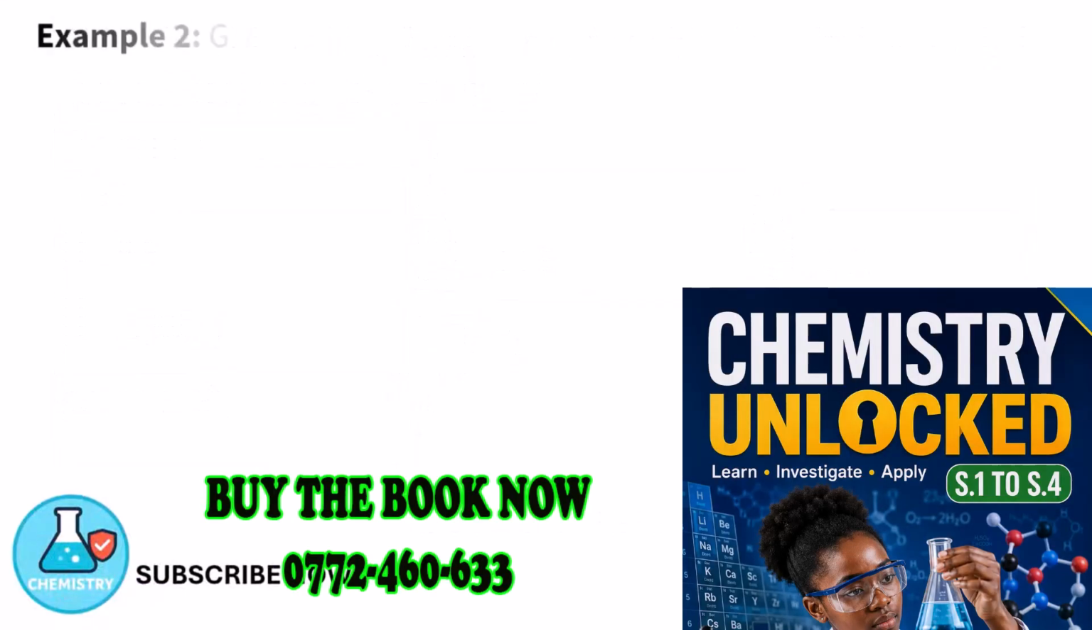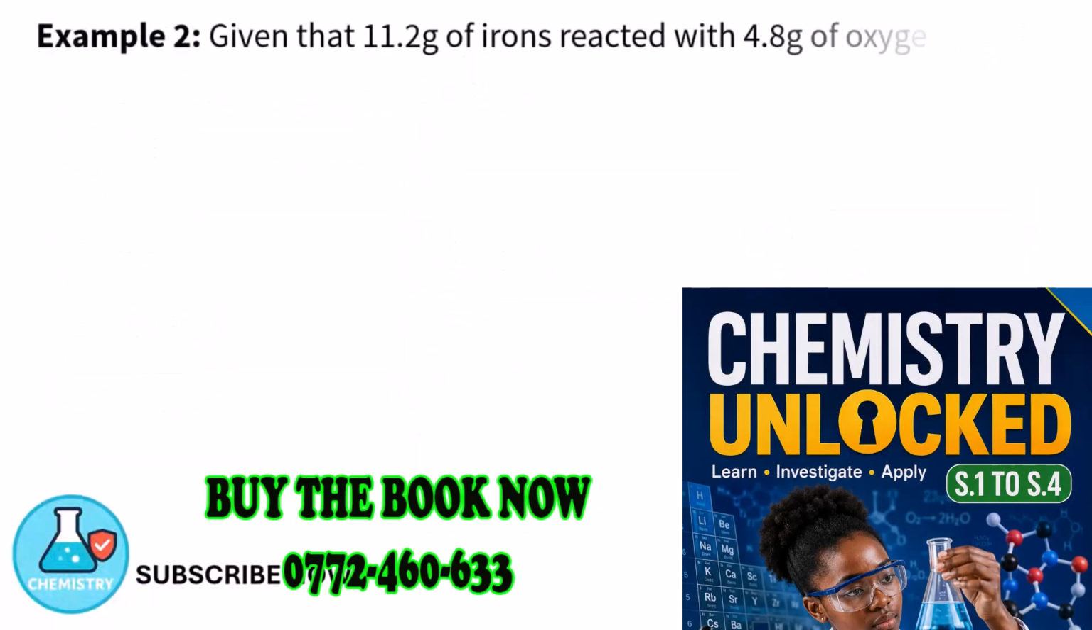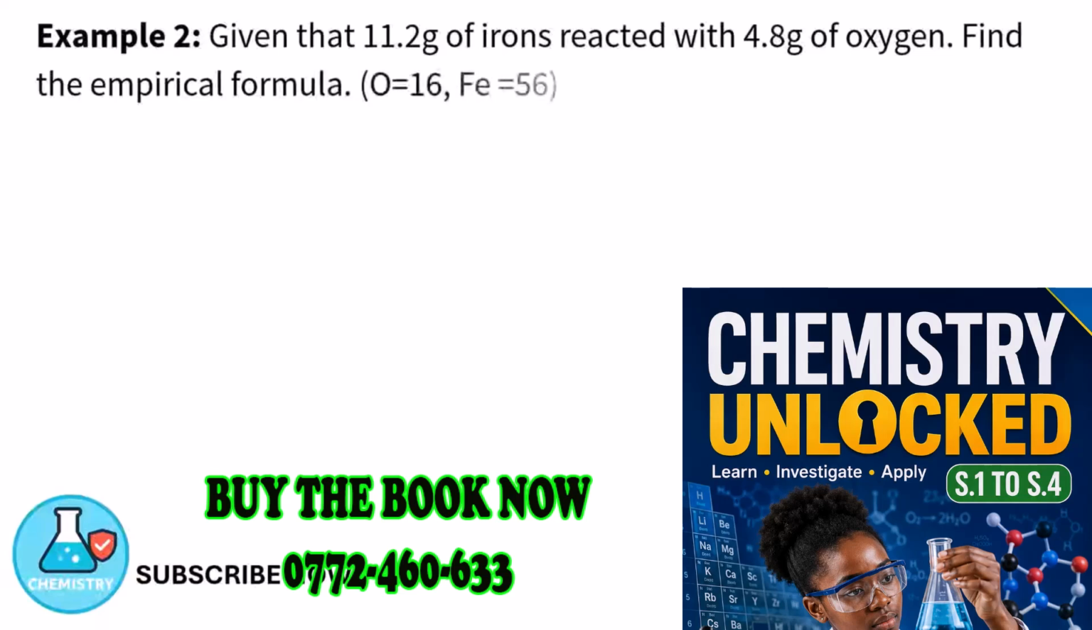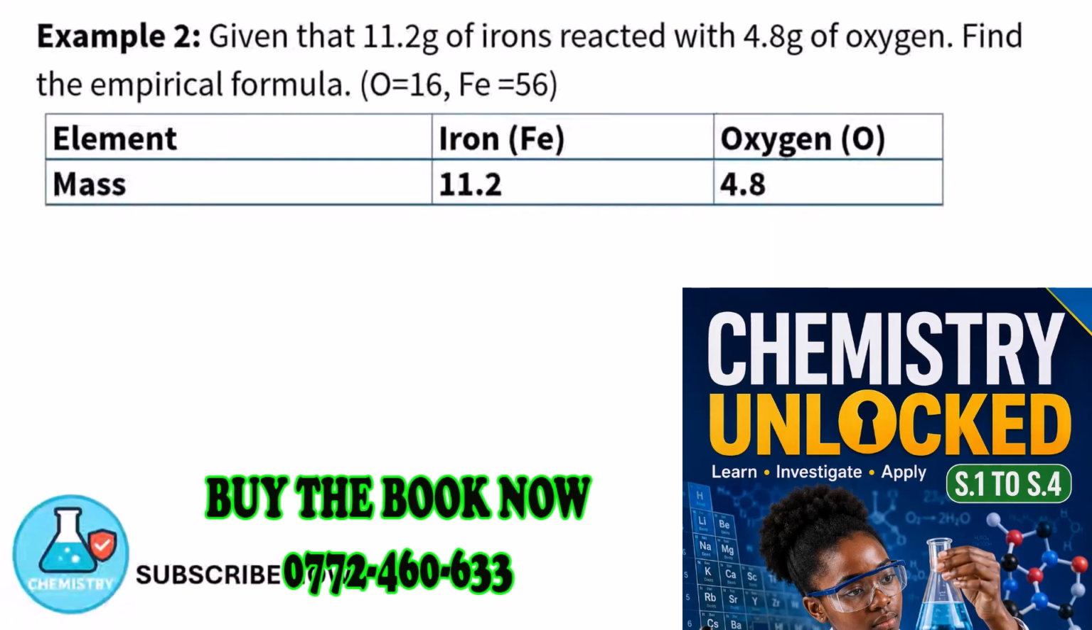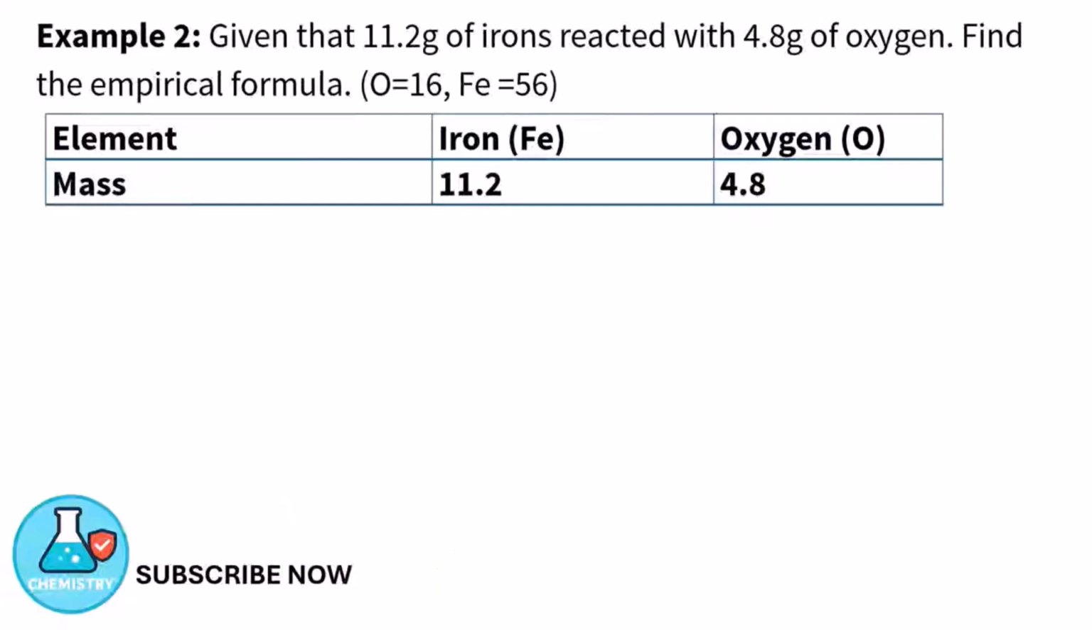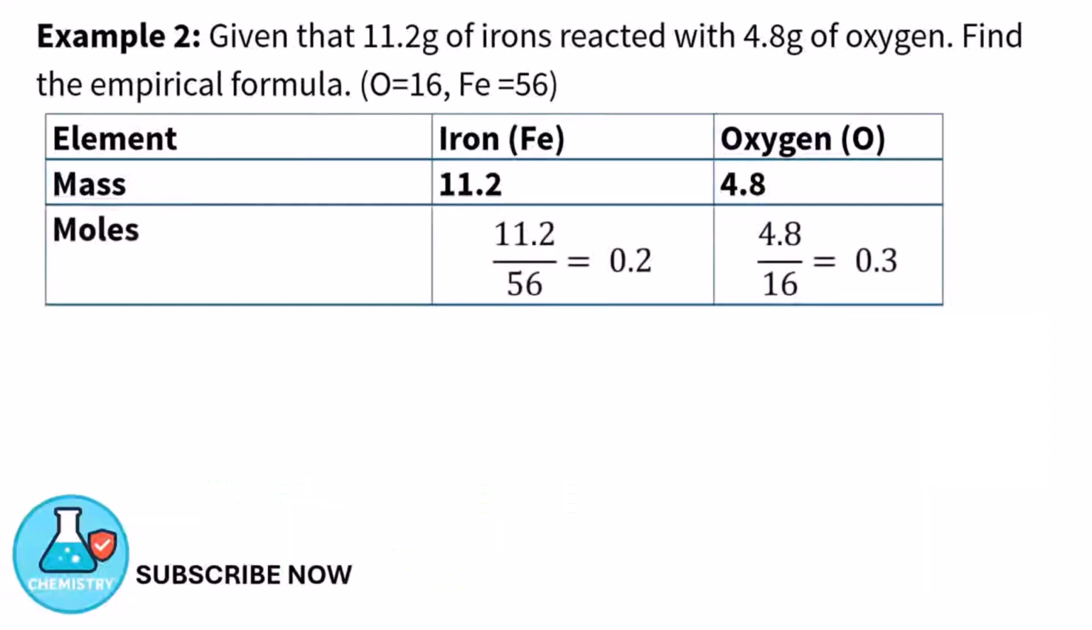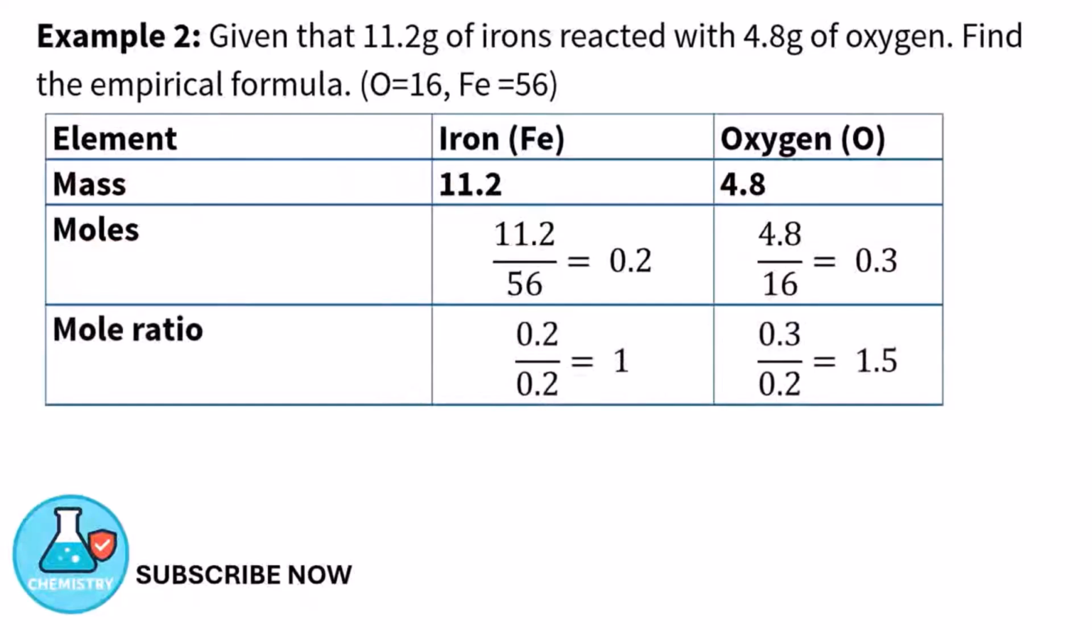Example 2. Given that 11.2 g of iron reacted with 4.8 g of oxygen, find the empirical formula. Identify the elements present. Composition by mass. Iron is 11.2, and oxygen is 4.8. The number of moles: each mass is divided by the respective relative atomic mass of the element. Mole ratio. Divide both sides by the smallest number.